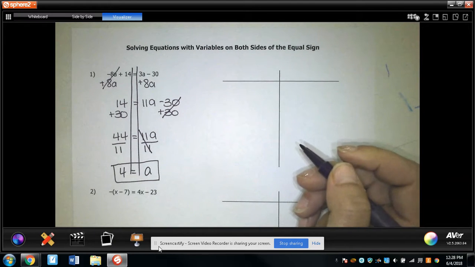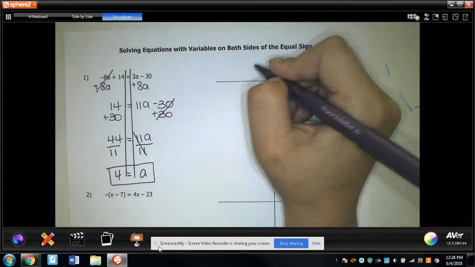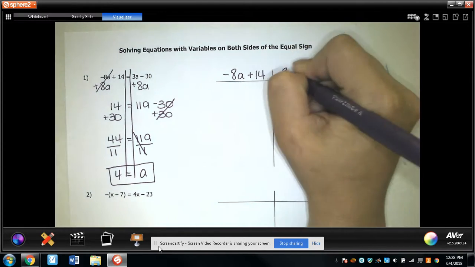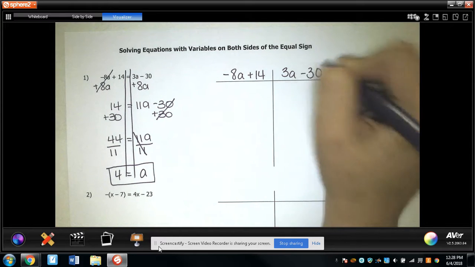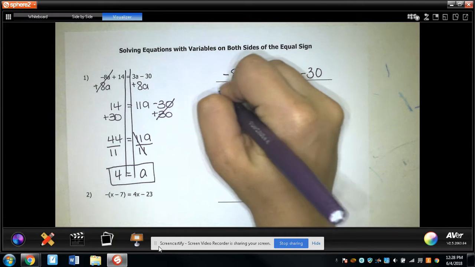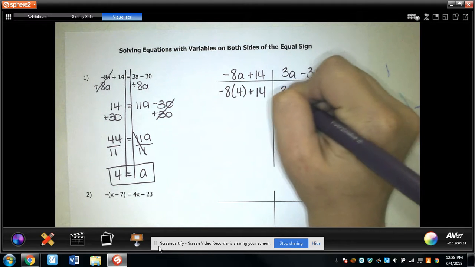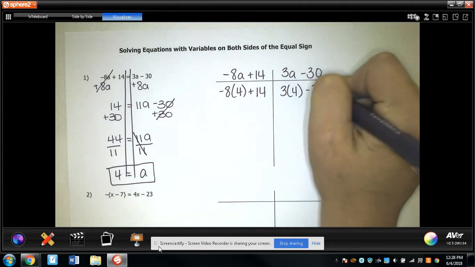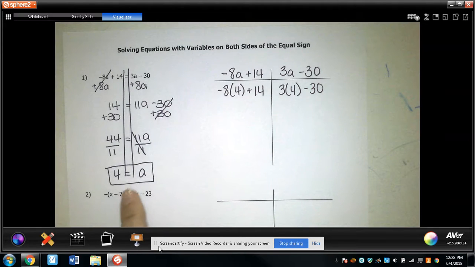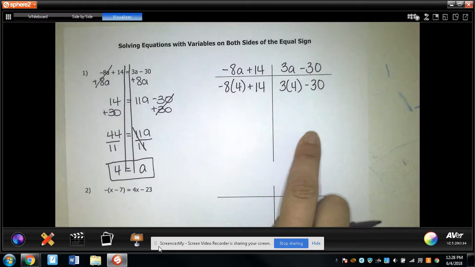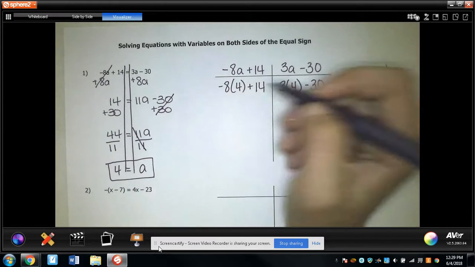All right, so to check my answer, I'm going to write the original equation on my check. And wherever I see a, I'm going to plug in 4. So let's see, negative 8 times 4 plus 14, 3 times 4 minus 30. And I'm going to know that I got the right answer for my solution if both sides of my check equal the same number. So let's see if they do.